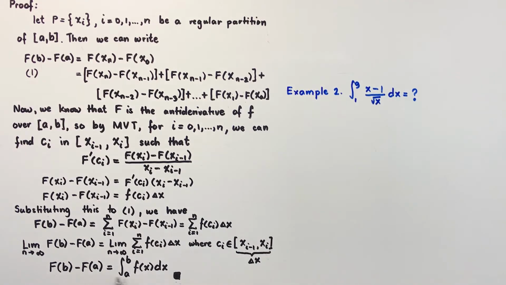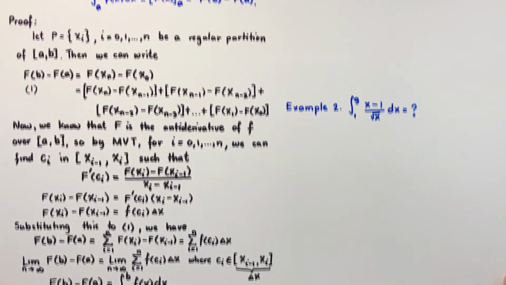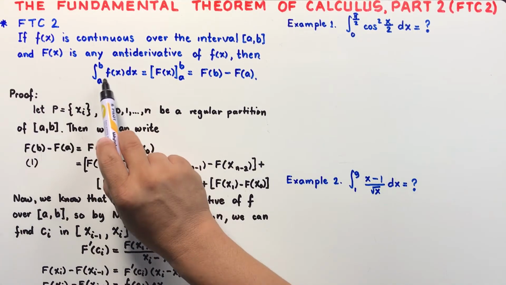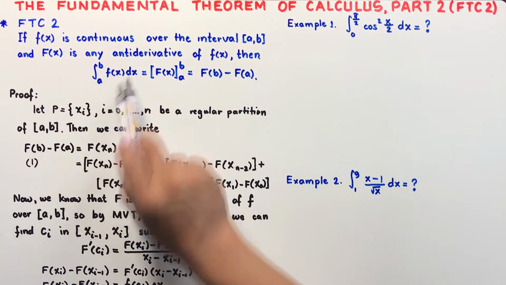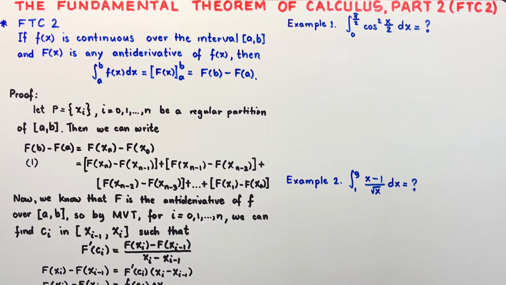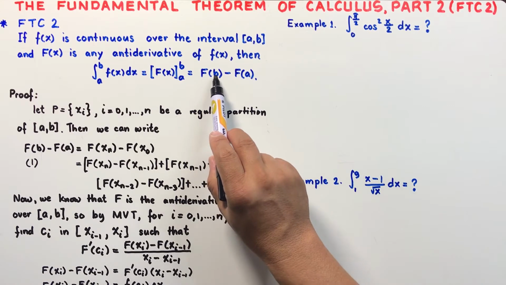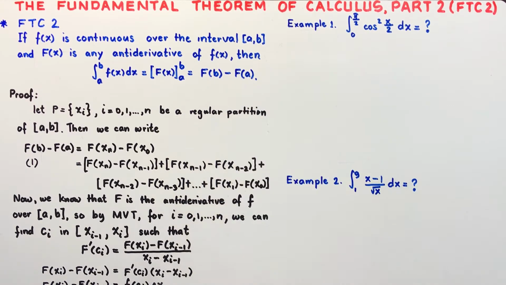So this statement paved the way for the calculation of the definite integral, that the definite integral from A to B of small f of x dx is the difference of the antiderivative big F of B and big F of A.